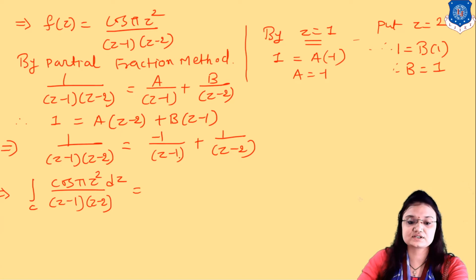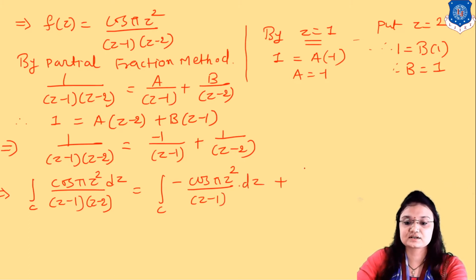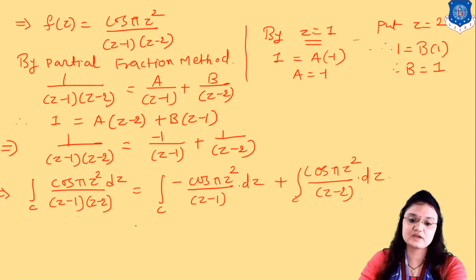So according to this, we can write it like this: minus integration of C cos(πz²) upon (z − 1) dz, plus integration of C cos(πz²) upon (z − 2) dz. Okay, because here both points lie inside the circle C.